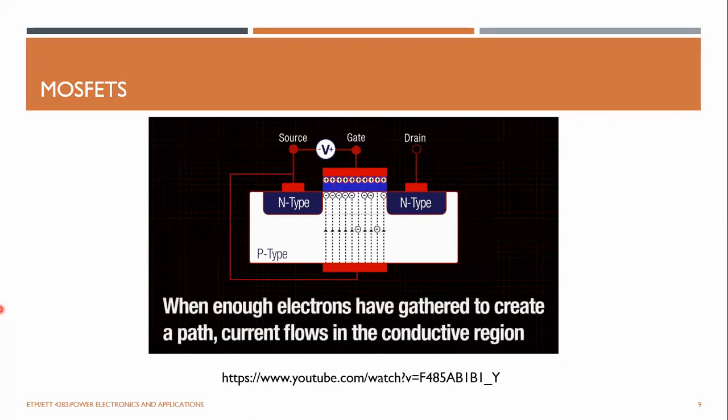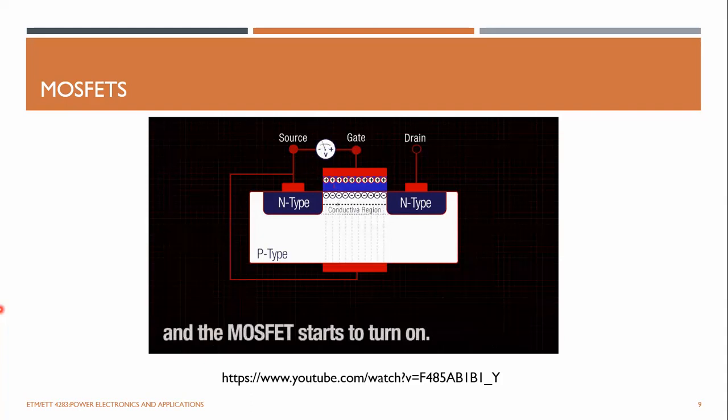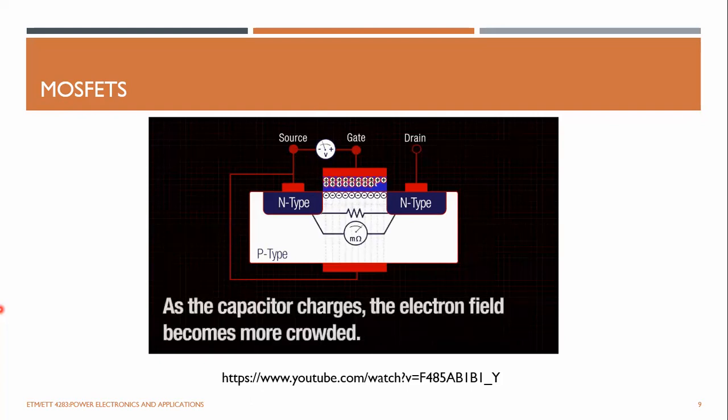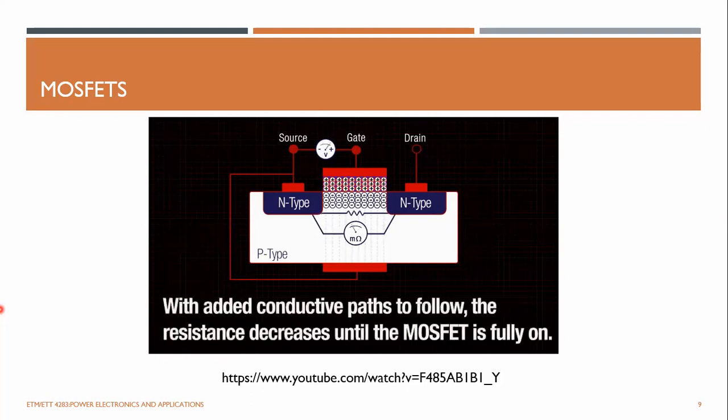When enough electrons have gathered to create a path, current flows in the conductive region and the MOSFET starts to turn on. The conductive region has a small amount of resistance when the MOSFET first turns on. As the capacitor charges, the electron field becomes more crowded. With added conductive paths to follow, the resistance decreases until the MOSFET is fully on.